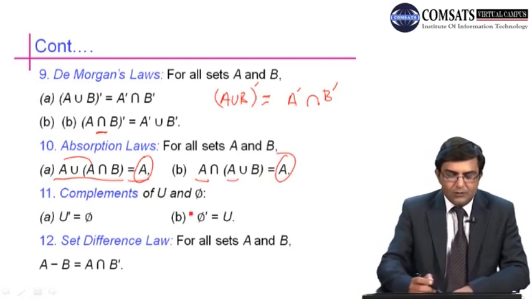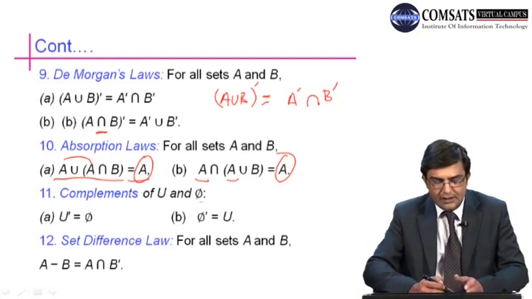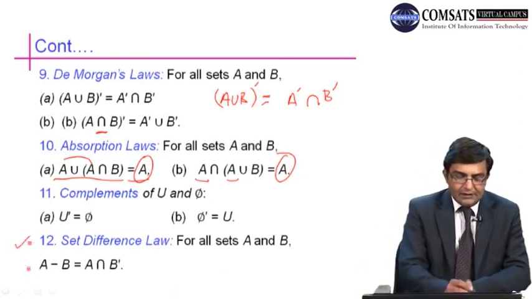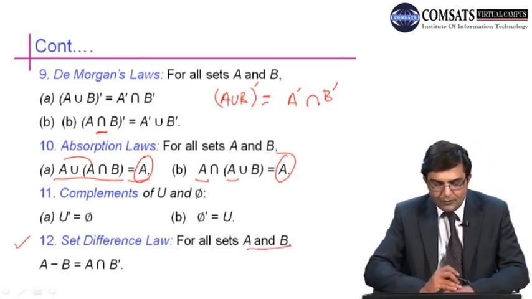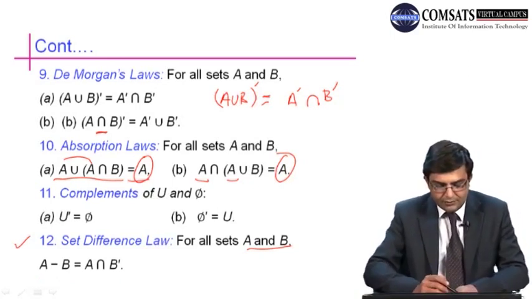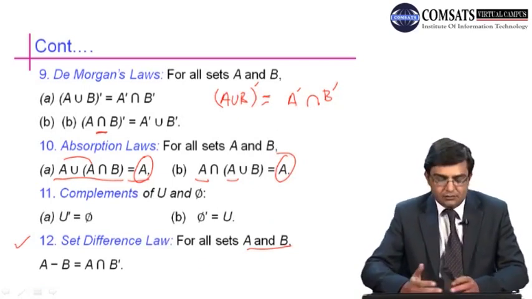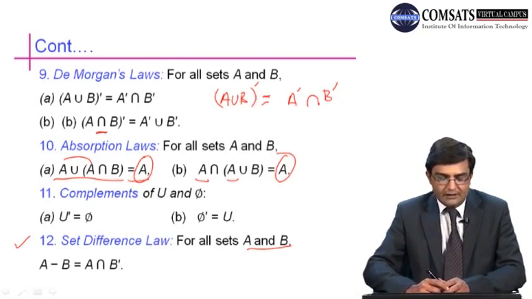The next is complement of U and phi. We know that the complement of the universal set is the empty set and the complement of the empty set is the universal set. There is another identity, which is the set difference law. If we have two sets A and B, then A minus B is equal to A intersection B complement. This we can prove by the direct method, or by any appropriate method of proof we have studied, and we can also prove it by using Venn diagrams.